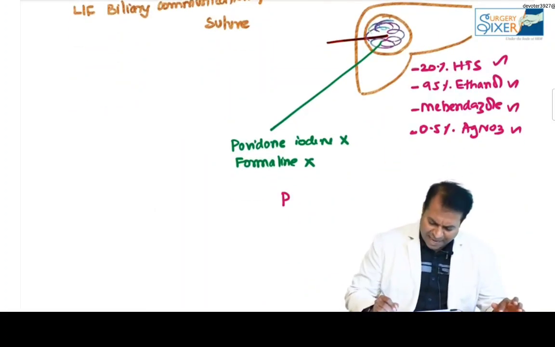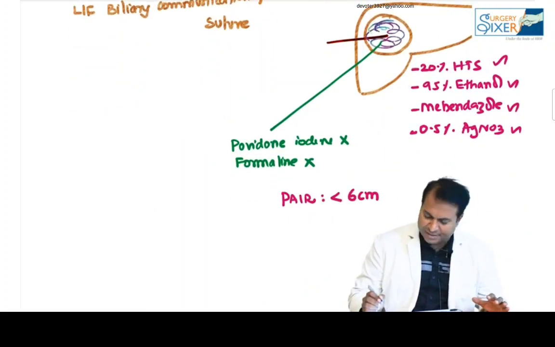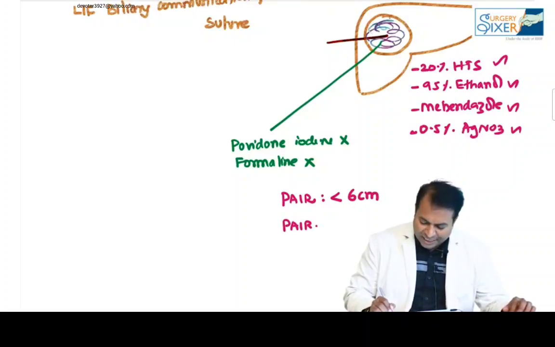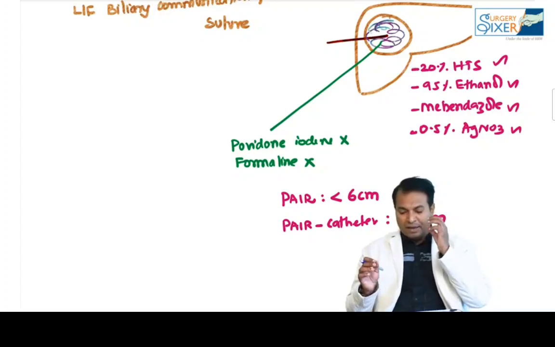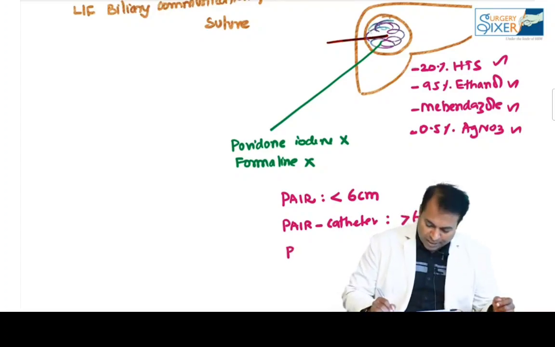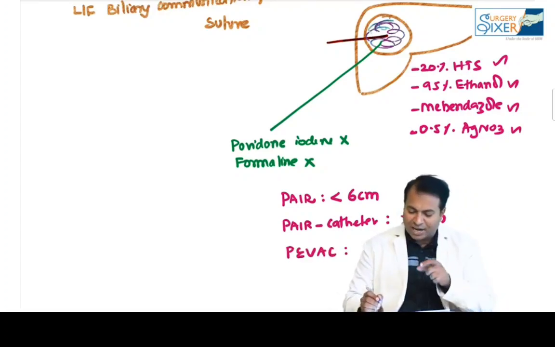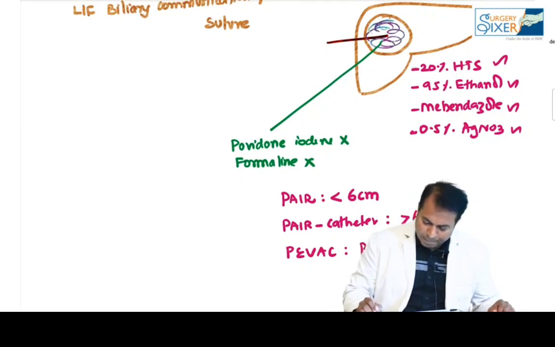PAR is indicated for cysts less than 6 cm. If the size is more than 6 cm, we have to drain it and keep a catheter inside. One more procedure is known as PVAC, that is percutaneous evacuation of cyst content.